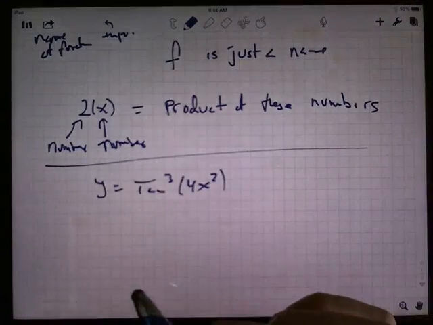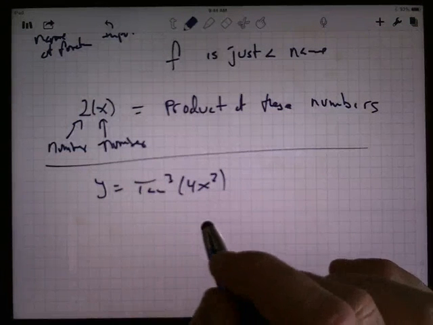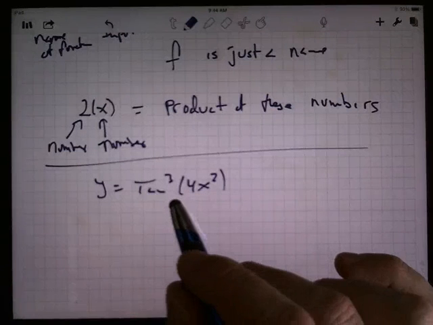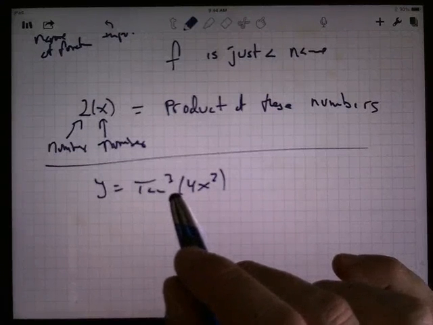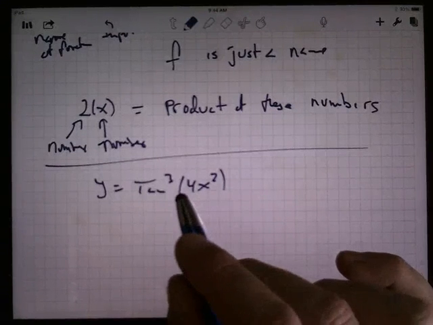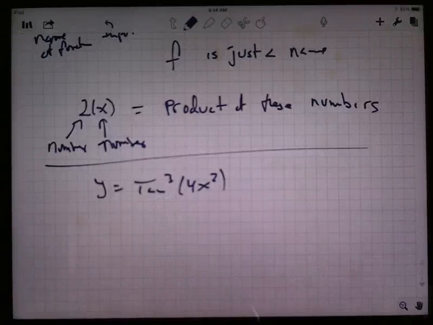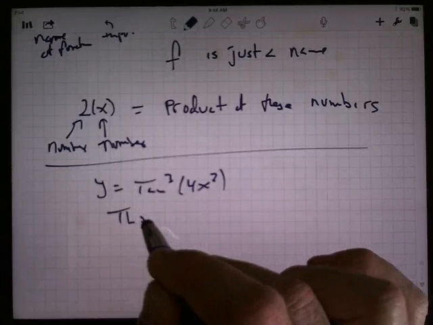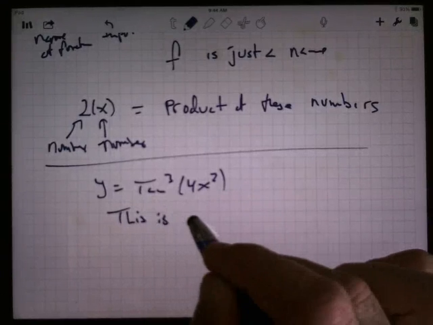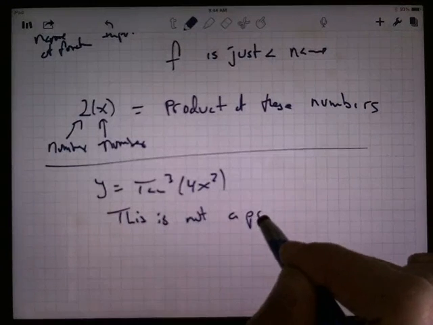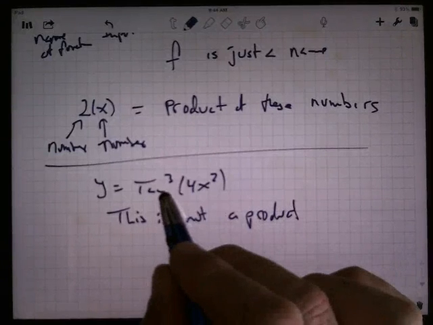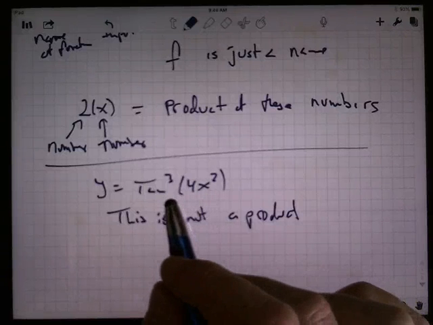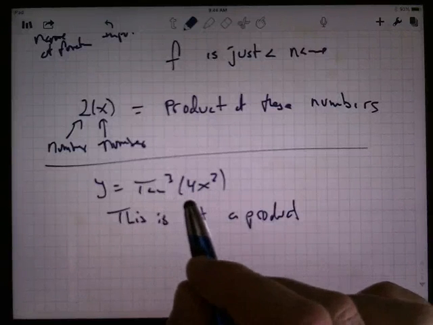Sorry, there was a little hair on the thing there, and I swiped it off. But what I see people do is they think, oh, product, tan cubed times 4x squared. They just look at this and they see times. By saying times, then they say product rule. This is not a product, right? It's not tangent cubed times 4x squared. It's tangent cubed of 4x squared.